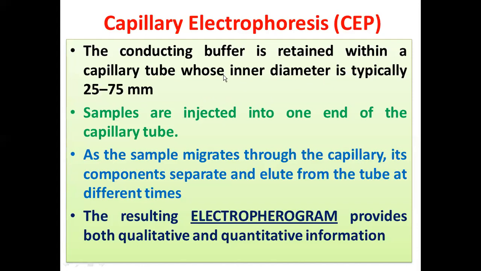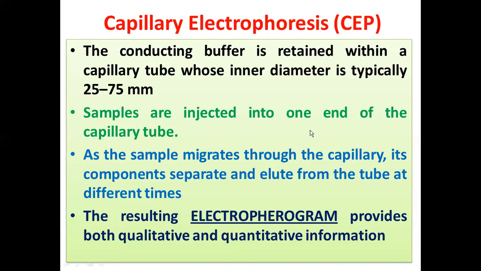So into the capillary tube, the conducting buffer is going to be retained. The capillary has two terminals, the first terminal and the second terminal. At the first terminal, along with the buffer, the sample is going to be connected, and the other terminal will be connected to the detector, then ultimately to the destination reservoir. So the sample is injected into the capillary tube from one end.